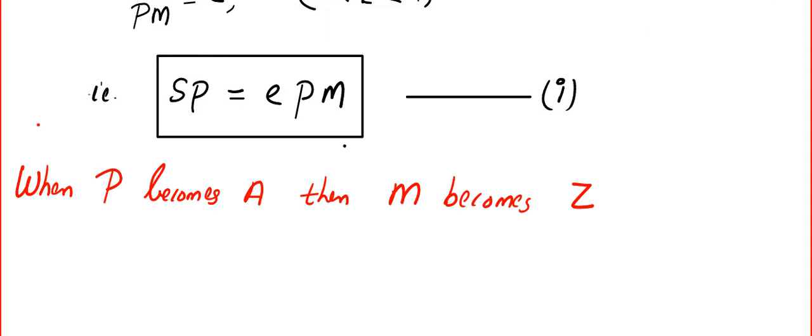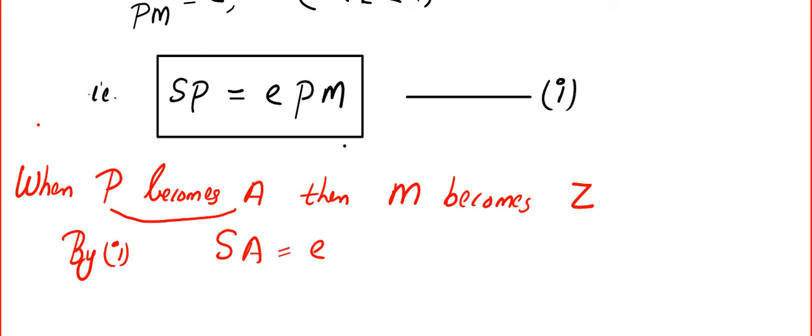So what I'm going to do is, by equation 1, what will happen? SA. See, when P becomes A, M becomes Z, so I'm going to write E into AZ. That will be equation number 2.